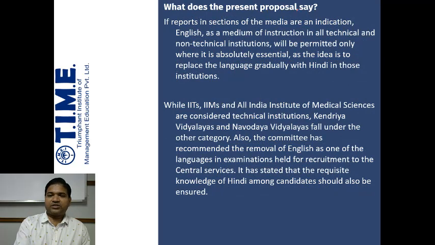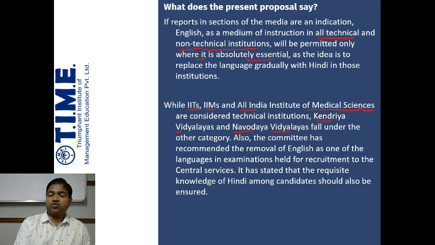What does the present proposal say? This is very important to understand. If reports and sections of the media are an indication, English as a medium of instruction in all technical and non-technical institutes. What are technical institutes? Technical institutes like IITs, IIMs, AIIMS. It's written here. See, IITs, IIMs, All India Institute of Medical Sciences. These are the technical institutes. And non-technical institutes, it's written here, like KV schools, you must have heard Kendriya Vidyalayas and Navodaya Vidyalayas. So KV, NV. So English will be permitted only where it is absolutely essential.